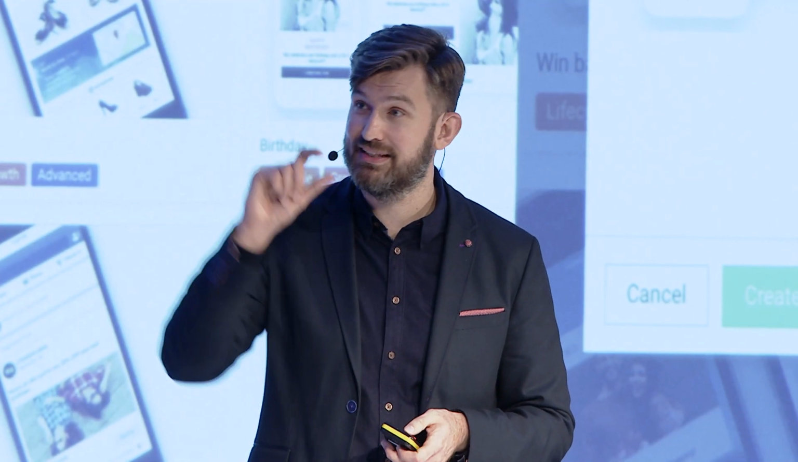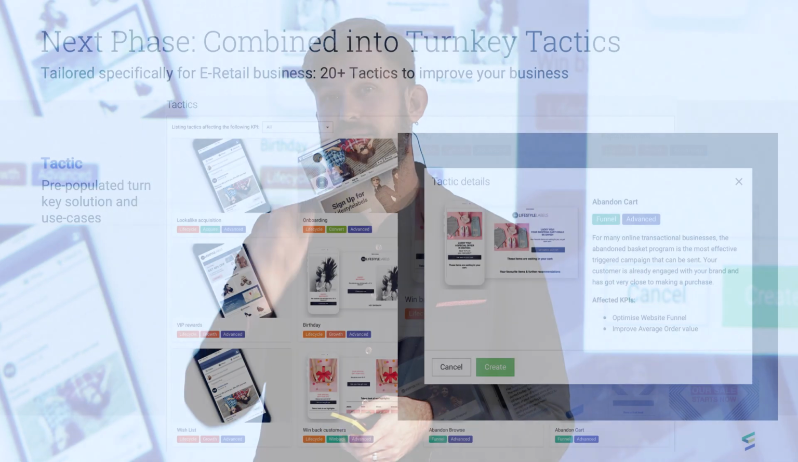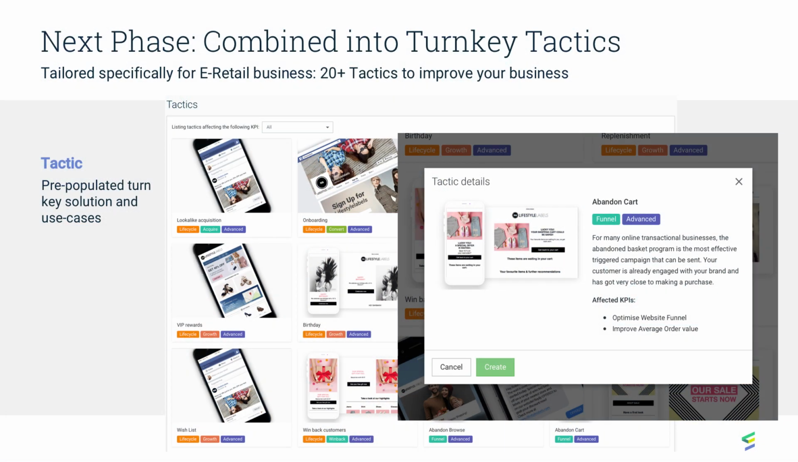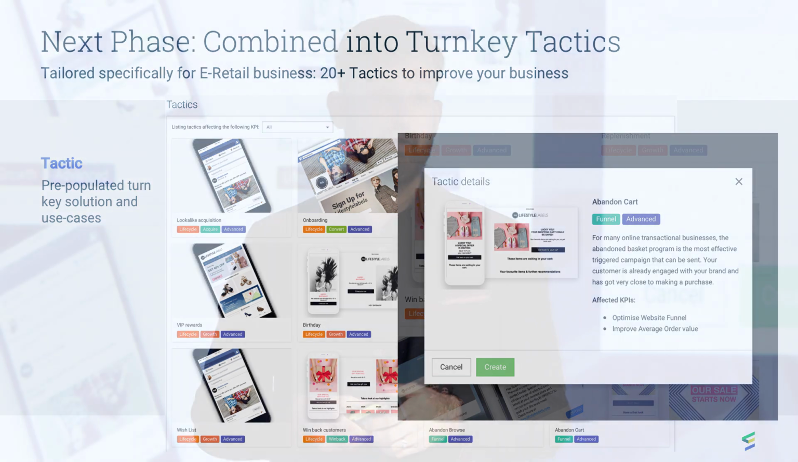But it's not easy. So what we need to look at is how we turn these into turnkey tactics. How can we tag the content blocks that you're creating across email, website, and app, and actually use those content blocks to experiment and test a model? How can we use that model, as Alex said, to pre-populate a campaign for you with the segment, the content, and you just press the go button?